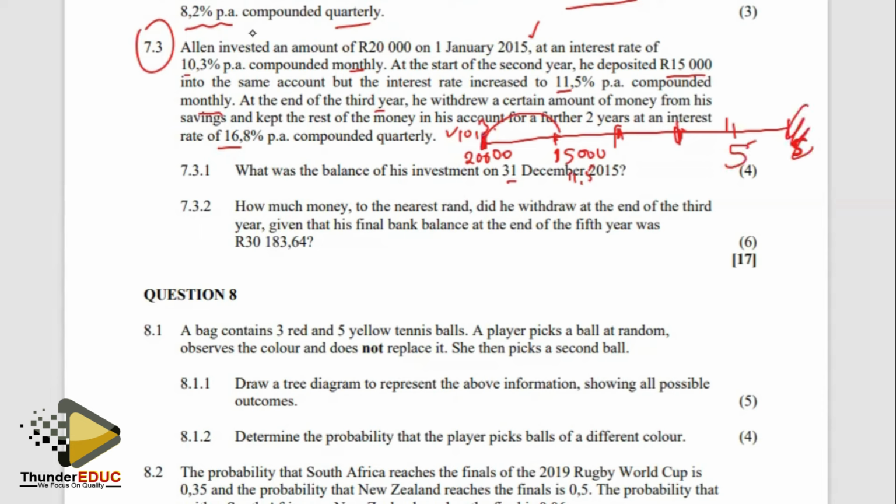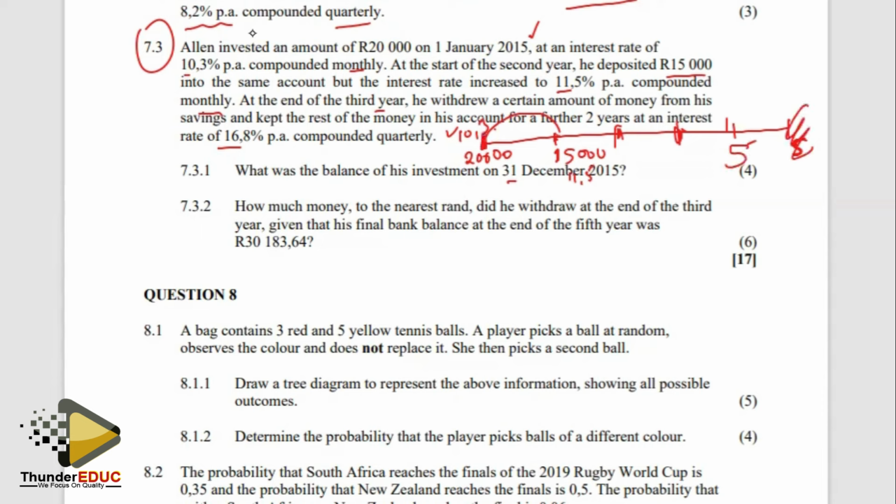December 2015. So this amount would have grown at a rate of 10.3 for a period of just 1 year. So I'll use my normal compound and say A is equal to P into 1 plus i to the exponent of n. Then it was 20,000 into 1 plus 10.3%, or you can give it as 0.103, compounded monthly to the exponent of 12.